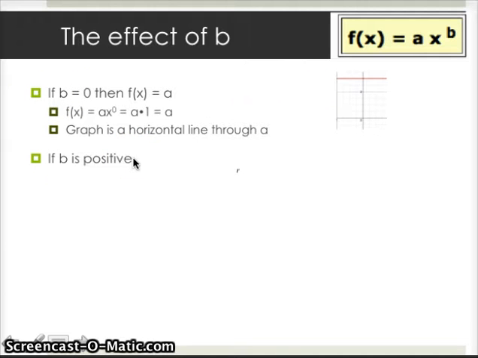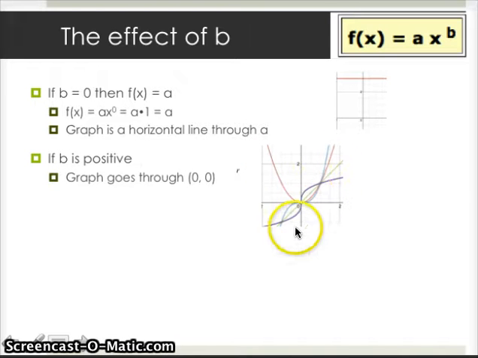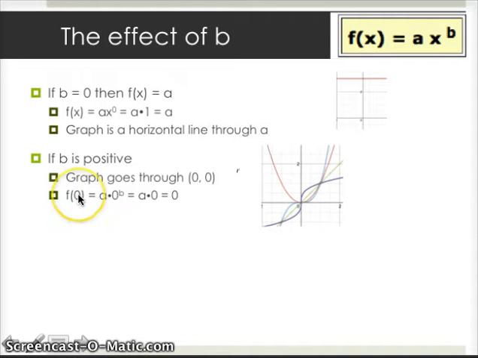Now if b is positive, then the graph is going to go through 0, 0. We have all these different power function graphs, but you can see all of them go right through the middle, through the origin. We can see that by plugging in 0 for x: we have 0 to the b, which is just 0, and a times 0 is 0. So if b is positive, it goes through the origin. If b is 0, it's just a flat line.